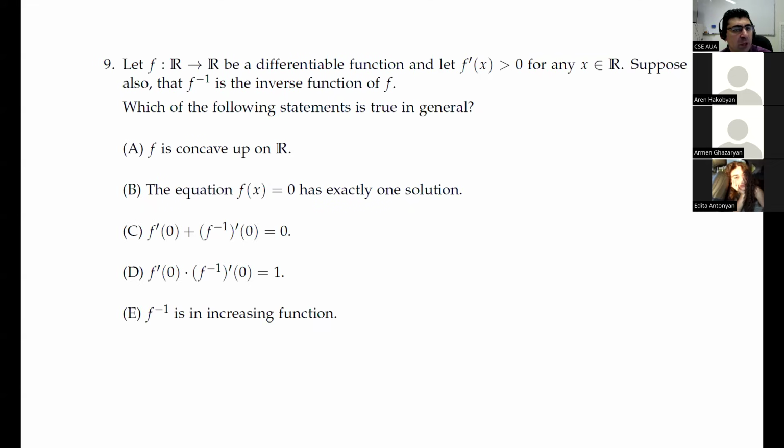Function f is concave up. Can we say if derivative is positive, function is concave up? No, it maybe could be concave down. Right. We know that function is increasing. Who says it should be concave up?